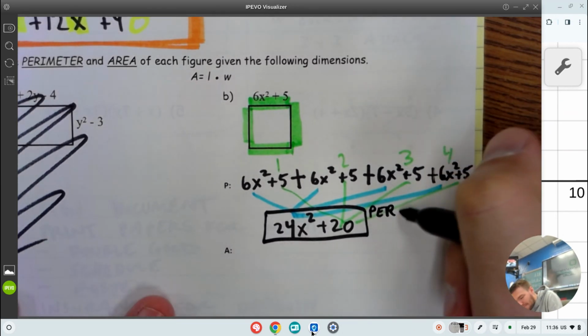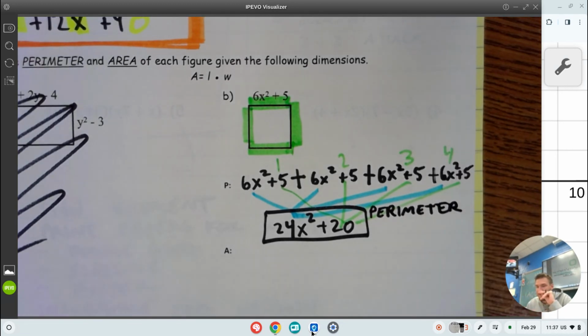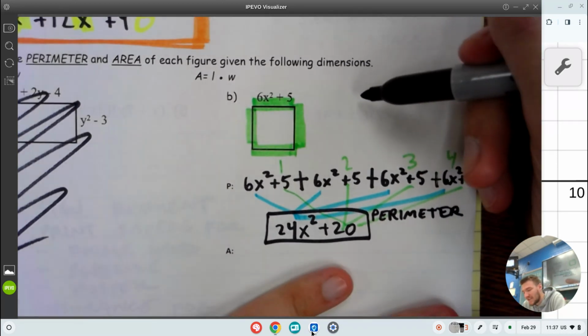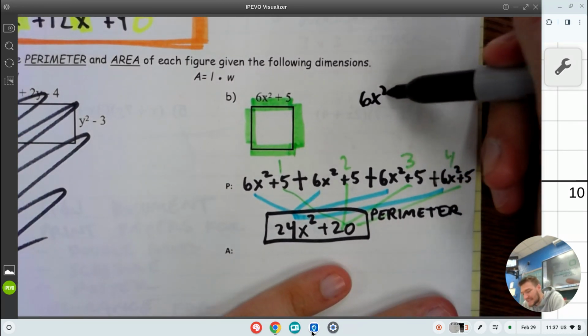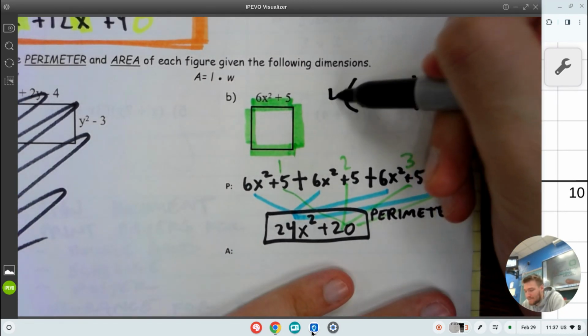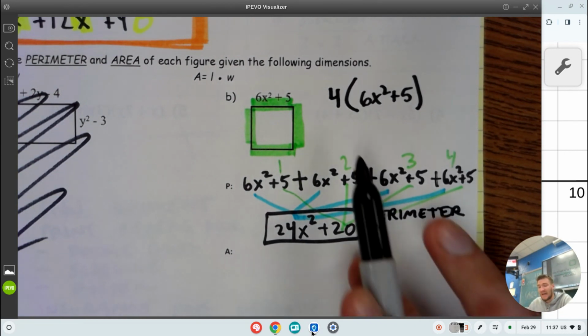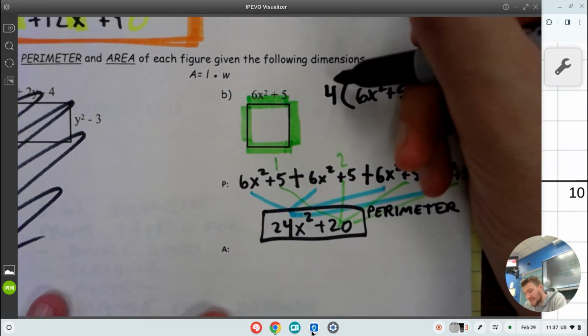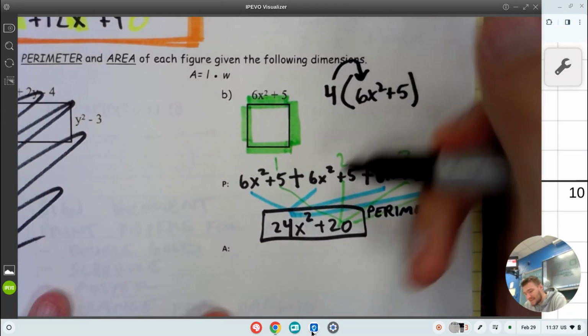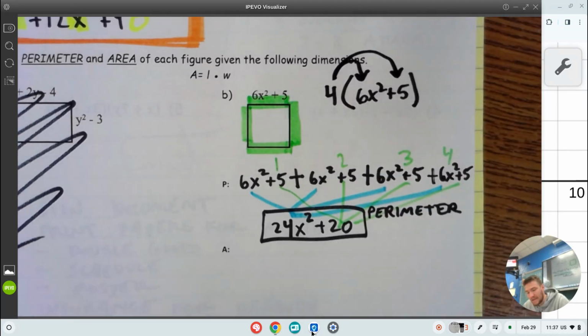Now, would there have been an easier way to find the perimeter? Anybody know what the easier way is? I think we could have just done this. 6x squared plus 5 times 4. Right? I mean, we've got 4 of them. Because 4 times 6 makes 24. 4 times 5 makes 20. So yeah, I think that would have worked maybe a little bit easier.